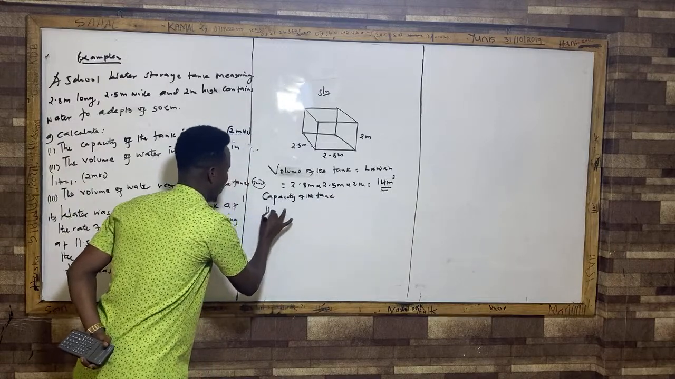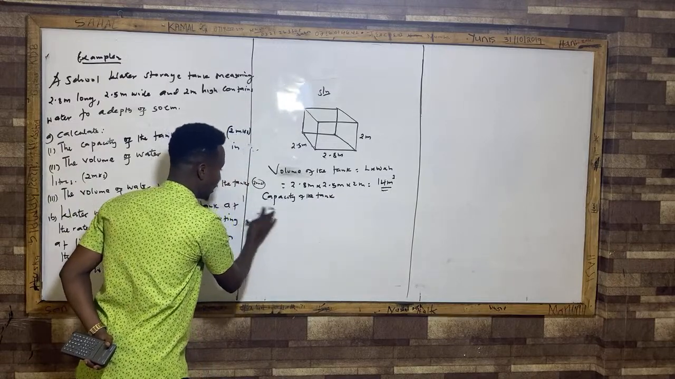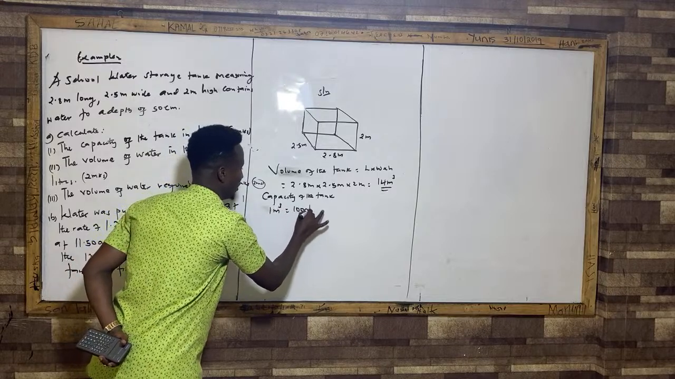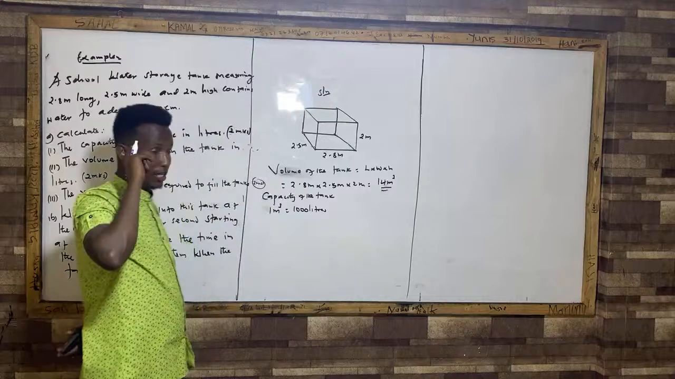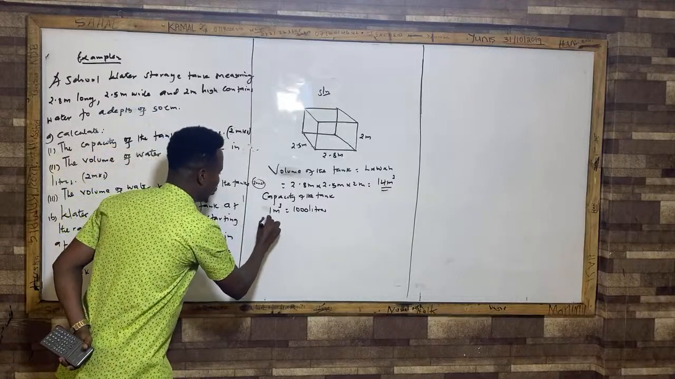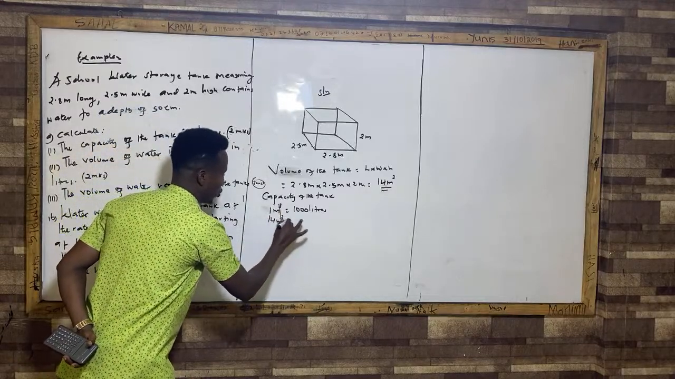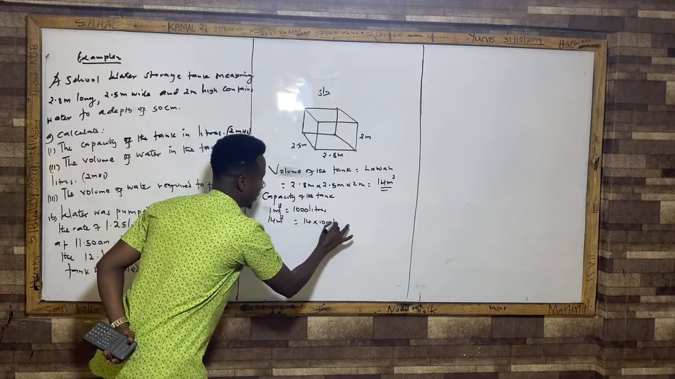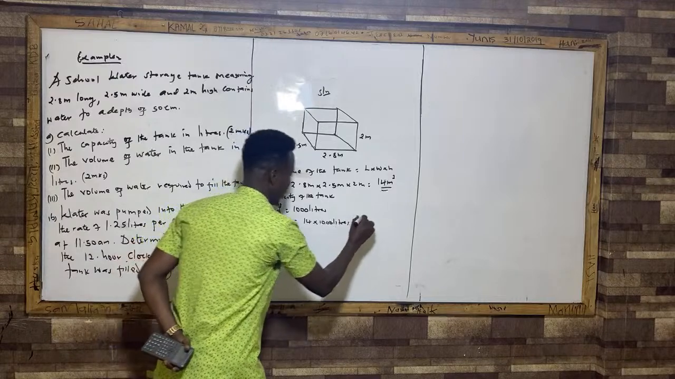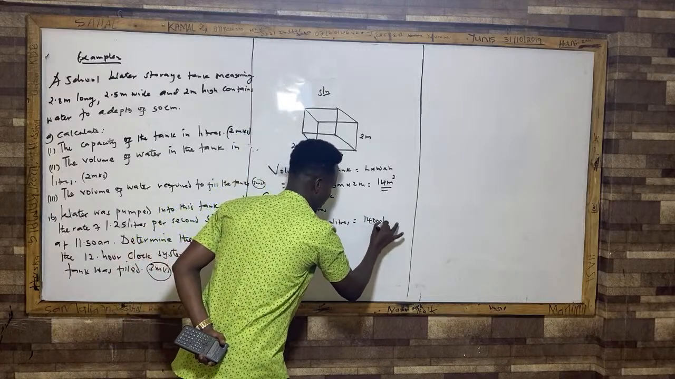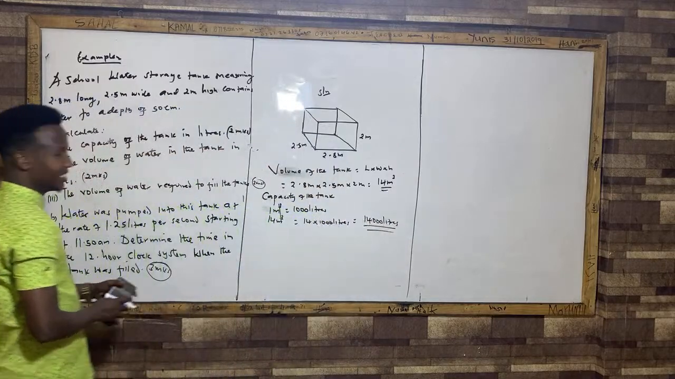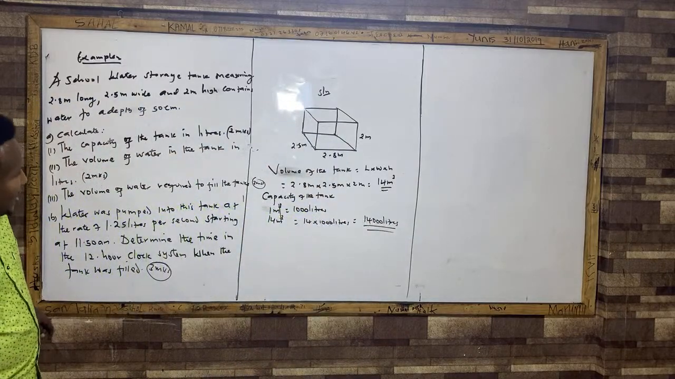So I'll say 1 meter cubic is equal to 1,000 liters. Have this relation in brain, don't forget. Then what about 14 meter cubic? Cancel. So this will give me 14 times 1,000 liters, which will give me 14,000 liters. That is the capacity of the tank in liters. We are done with question A.